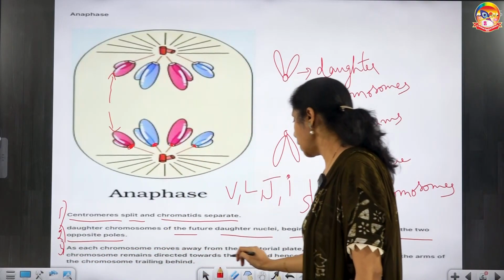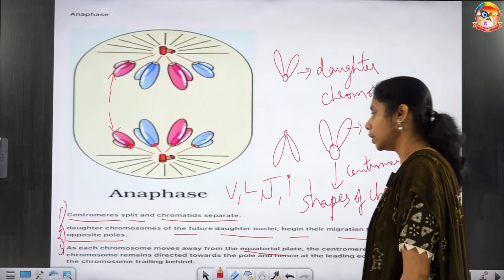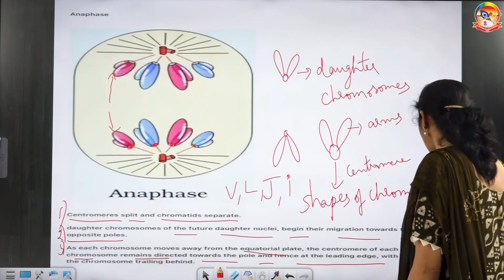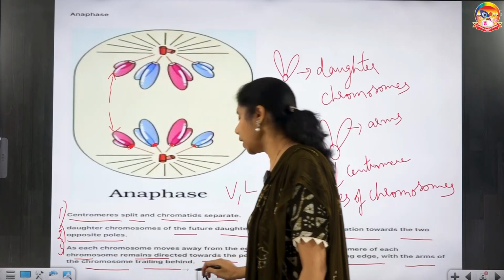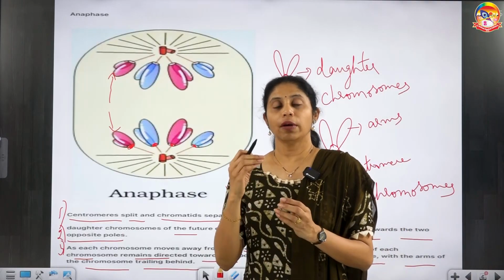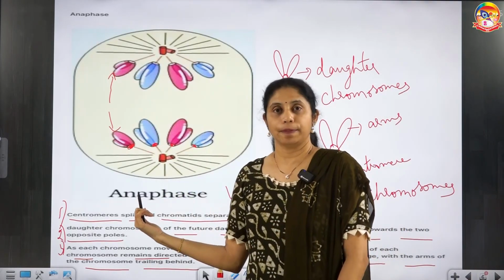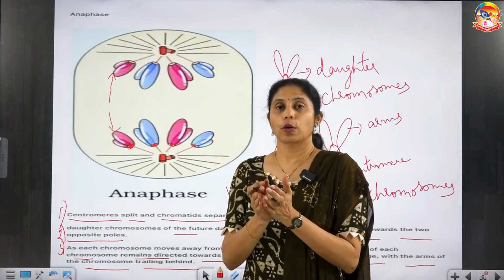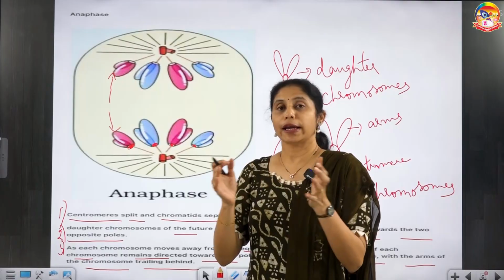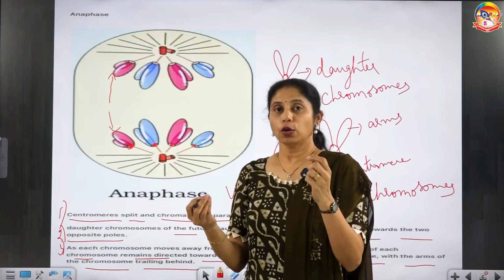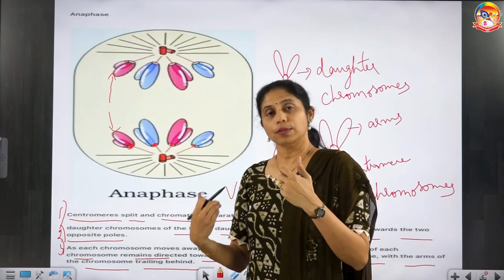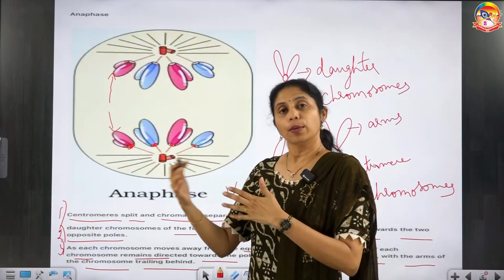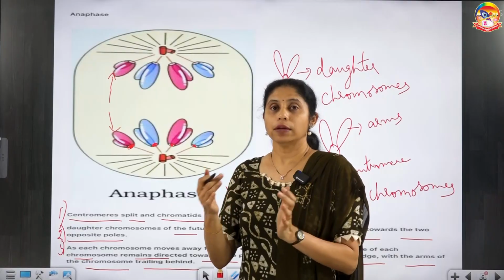As each chromosome moves away from the equatorial plate, the centromere of each chromosome remains directed towards the pole and hence is at the leading edge, with the arms of the chromosome trailing behind. As I said, the centromere goes first and the arms follow behind. So these events will happen: centromere splitting, sister chromatid separation, daughter chromosome formation, and migration of daughter chromosomes towards opposite poles. The leading edge will be the centromere, the trailing edge will be the arms. When they are moving, we can see the shapes of the chromosomes like V, L, J, I.